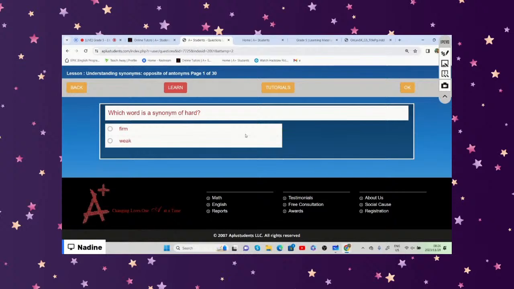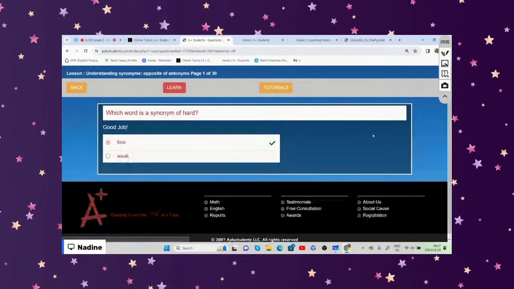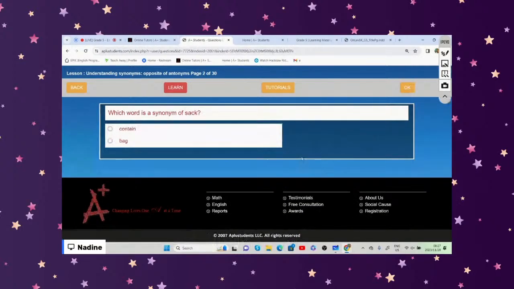So is it firm or is it weak? And if we find the word that is the same or the synonym of hard, then we can say it is firm, right? Because hard is literally the opposite of weak. Something is firm, it is hard, it is strong, right? So firm or hard.